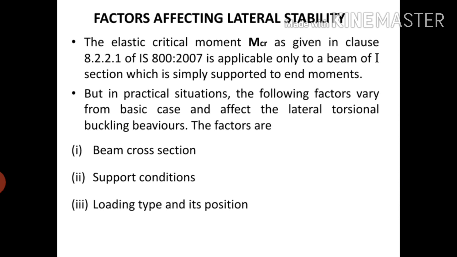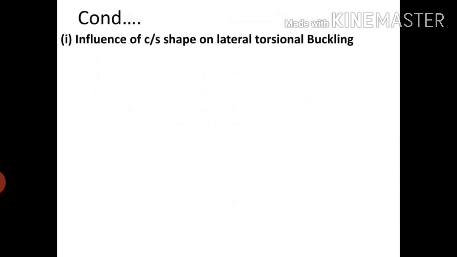That is, the beam cross section affects the lateral stability of the beam. Then the support condition also affects the lateral stability of the beam, and the loading type and its position, which means what type of load is acting and where it is acting. All these will affect the lateral stability of the beam. So let us take the first one, that is the influence of cross section shape on lateral torsional buckling. If the lateral buckling is involved with a torsion also, then it is called lateral torsional buckling.